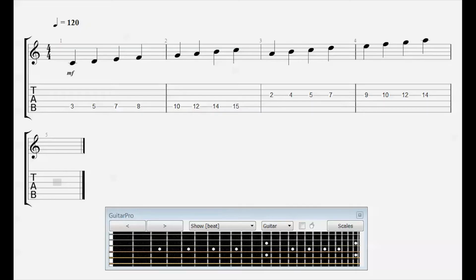Let's start talking about minor scales by describing what they are not, or what we're not going to talk about in this video. We're not going to talk about minor modes. We're not going to talk about harmonic minor. We're not going to talk about melodic minor. We're only talking about the natural minor scale.